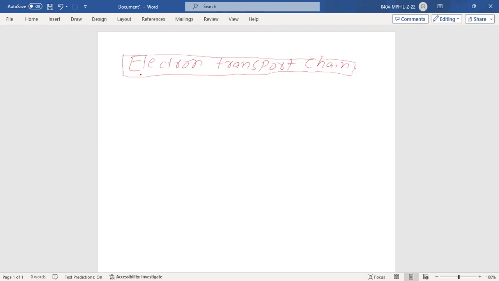For example, you have protons from those steps, reduced NAD and reduced FAD.